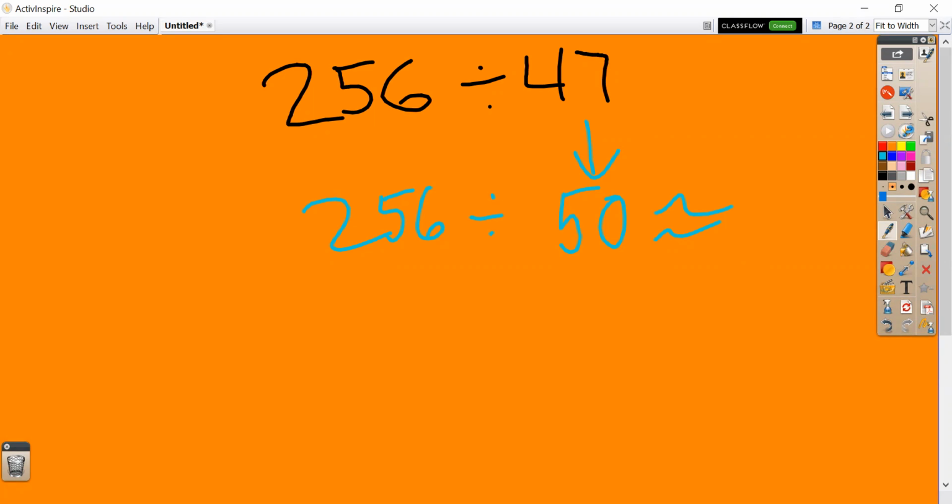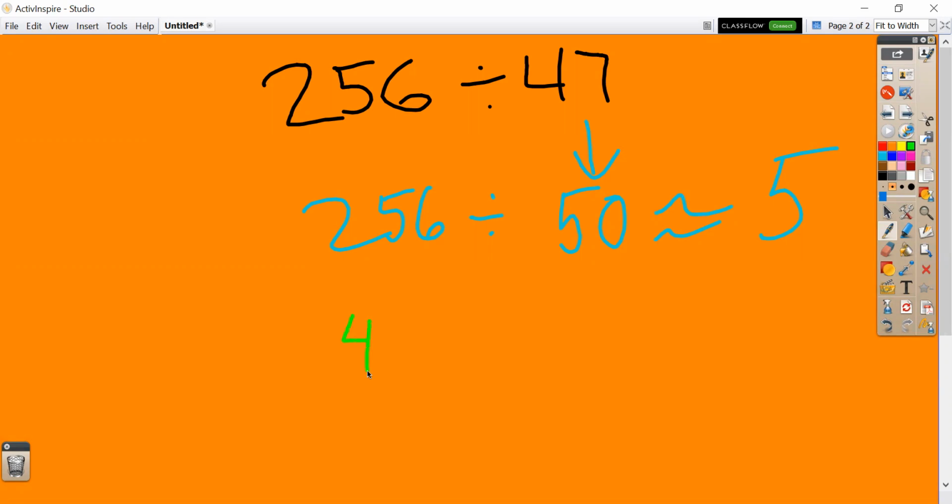Well, if we count by fives, 5, 10, 15, 20, 25, 30, and then we think about five tens, 50, 100, 150, 200, 250, we see that approximately there could be five answers or five groups, equal groups. So 256 divided by 50 is approximately 5. So let's go ahead and start with that.